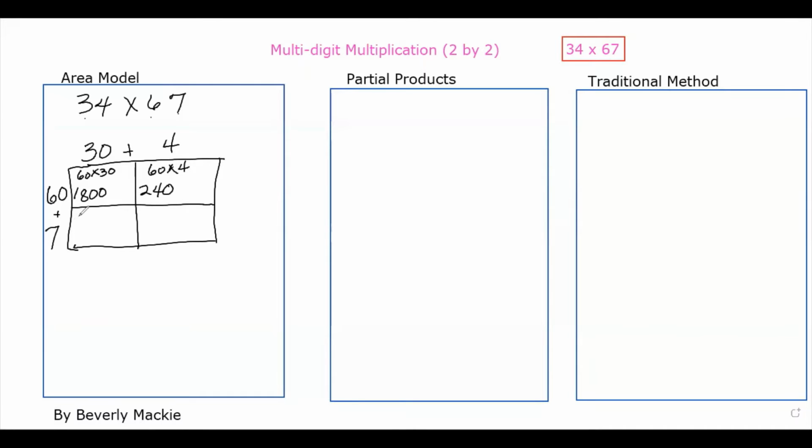Then we go down to 7. 7 times 30. 7 times 3 is 21, 1 zero. 7 times 4, 28.